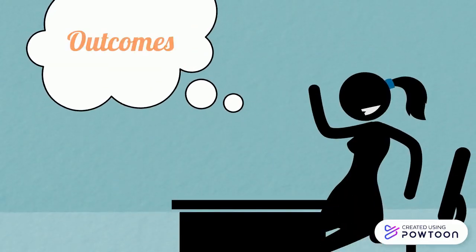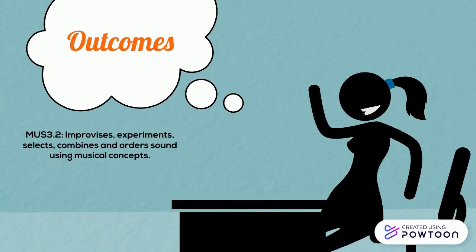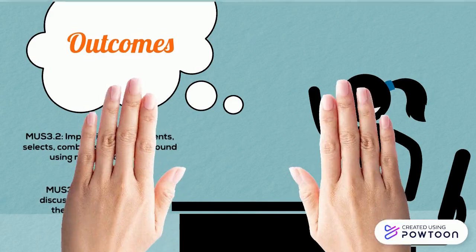Students will be working on two music outcomes: MUS 3.2, Improvises, experiments, selects, combines, and orders sound using musical concepts, and MUS 3.3, Notates and discusses own work and the work of others.